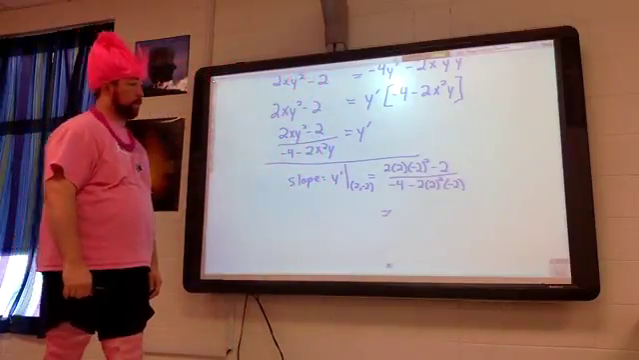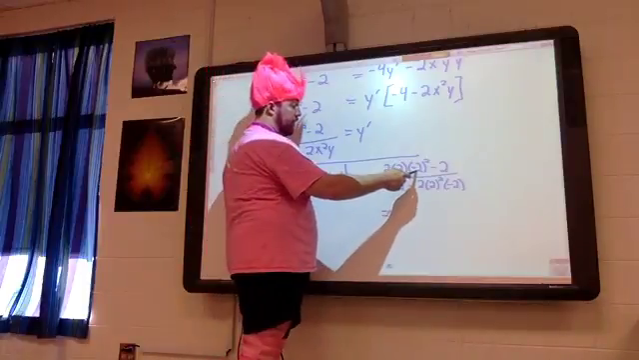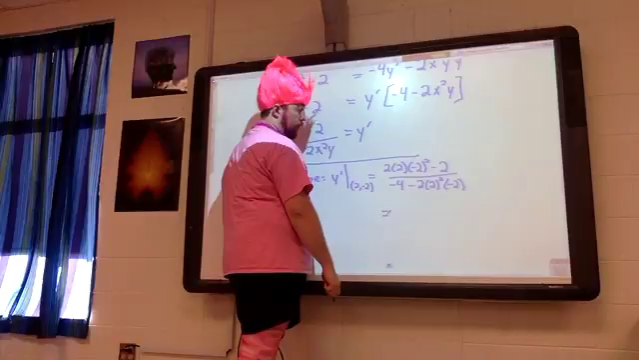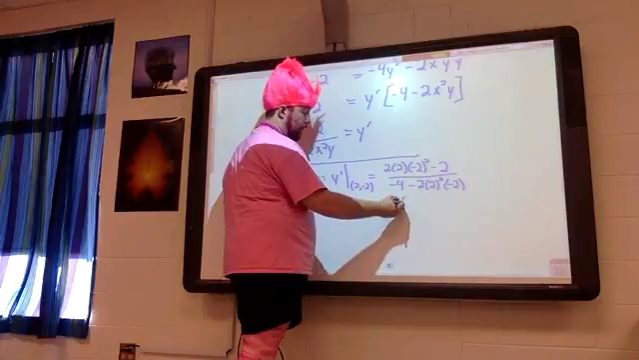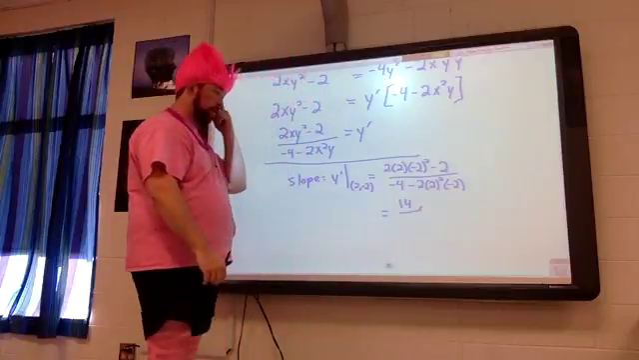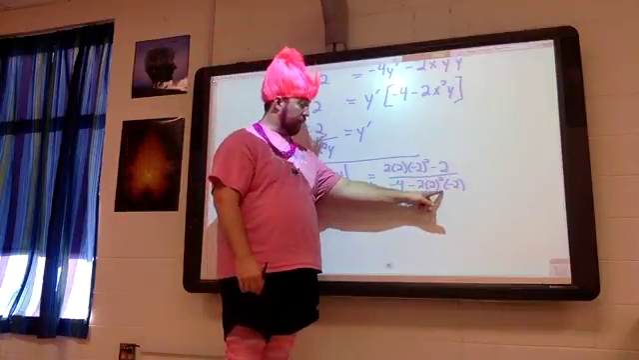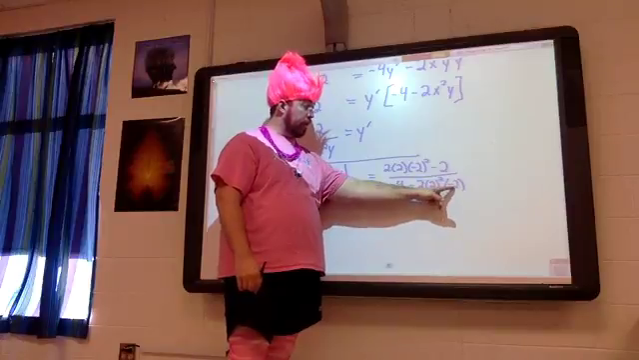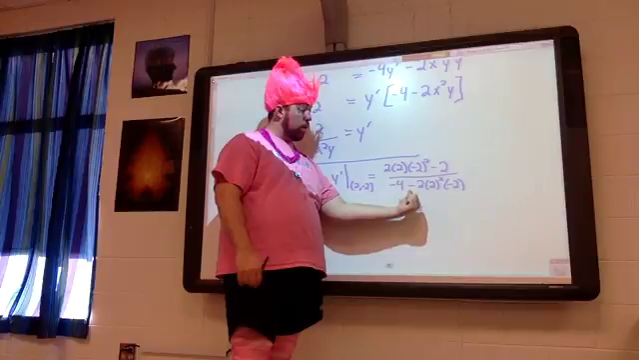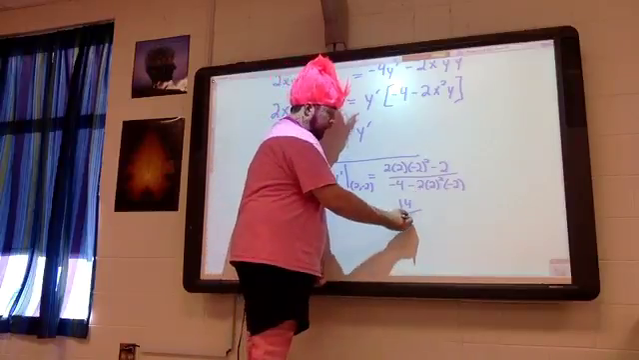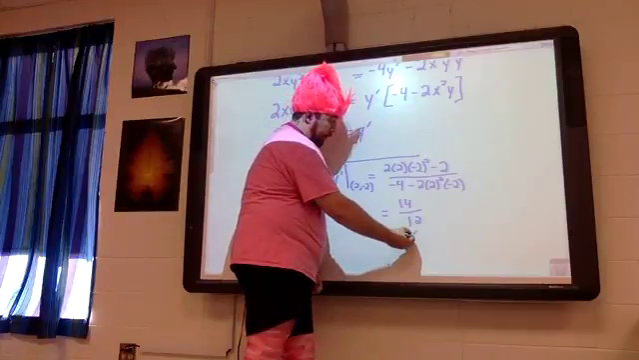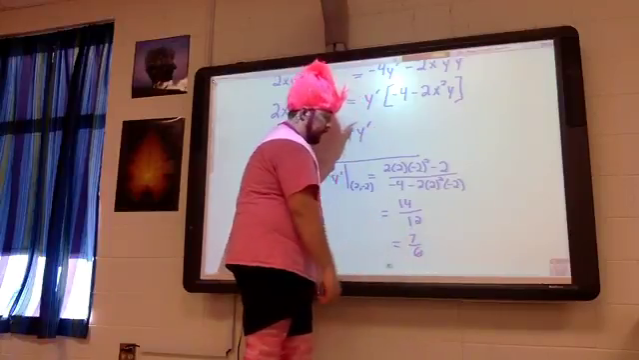All right, so up top, we got 2 times 2 times another 2 squared. So I've got 4 times 4, which is 16. 16 minus 2 is 14. On the bottom, I've got pretty much the same thing. I got 16 over here, becomes a plus 16 because of the minuses. So negative 4 plus 16 will give me 12. And if we reduce that, that should give me 7/6.